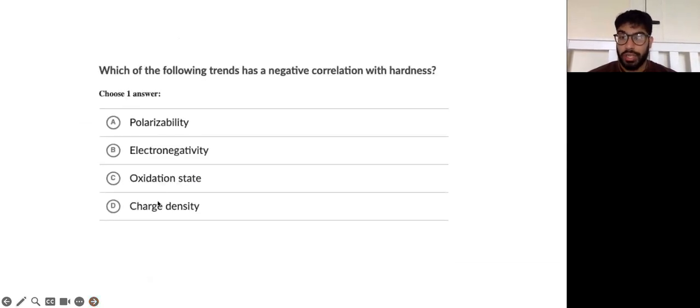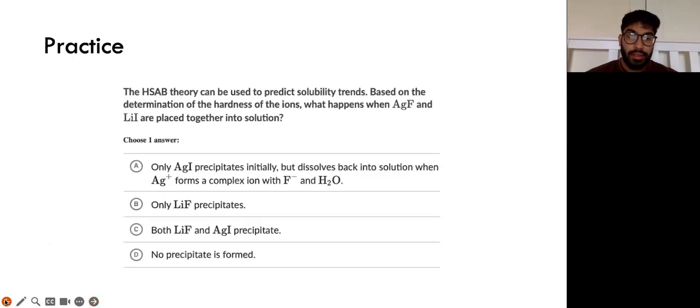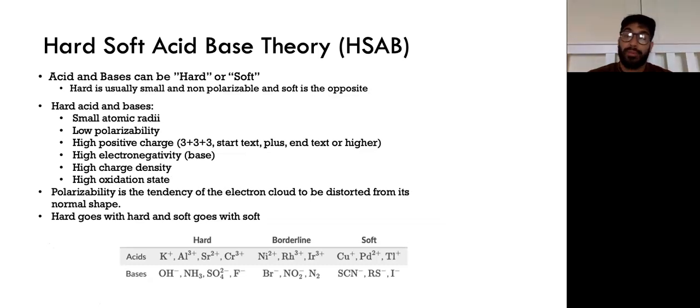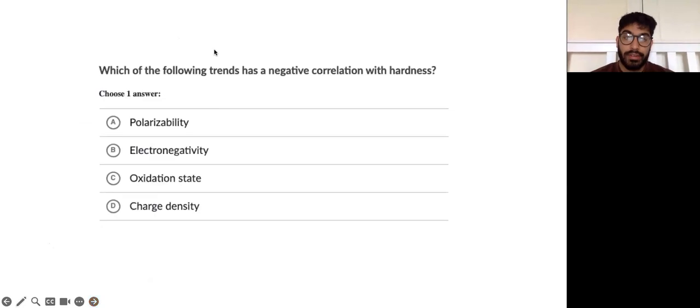Charge density is also, as we said right here, a higher charge density, meaning the charge is more localized. It's less polarizable and thus more hard. The right answer is polarizability.